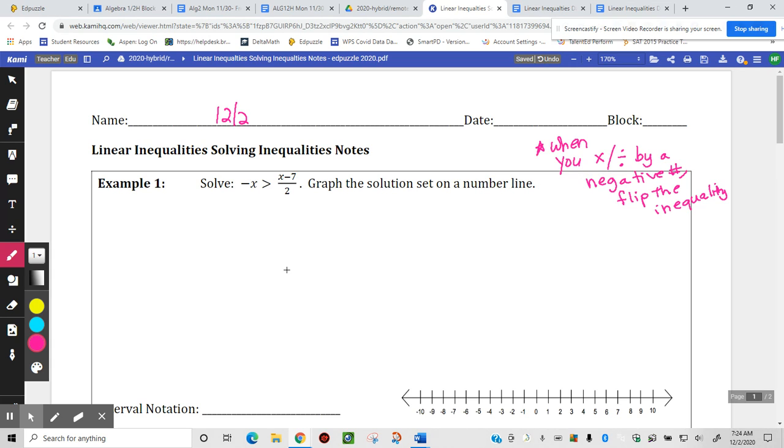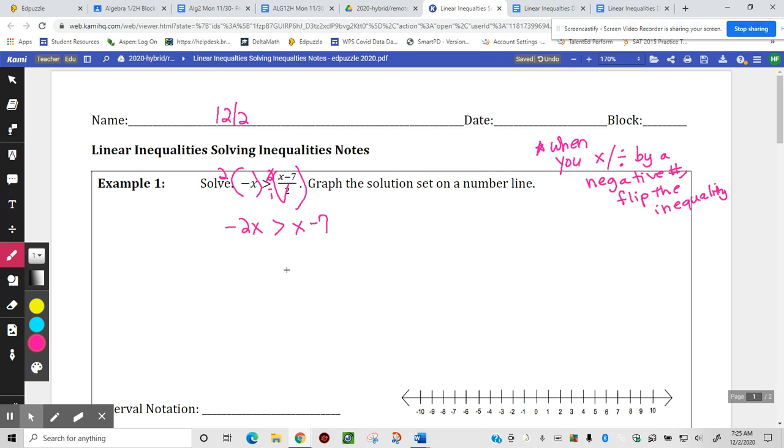We want to solve for x. I don't know what your strategy is because I'm not in person, but obviously it's me solving, and I don't like fractions. The first thing that I would do is multiply both sides by 2. Okay, that's just always my first instinct. And if I do, I get negative 2x is greater than these 2's right here. 2 divided by 2 makes a 1, and I get x minus 7.